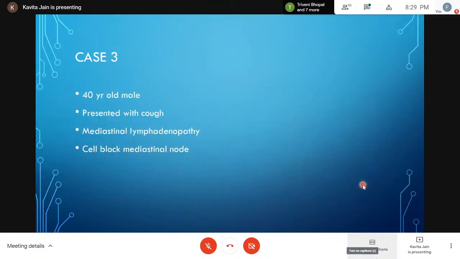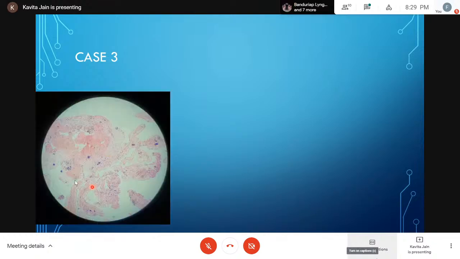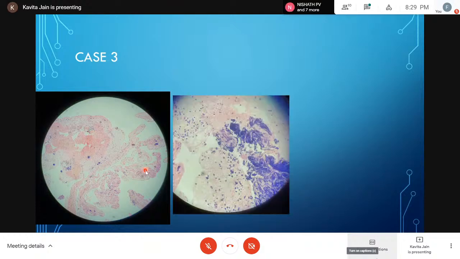Now, a 40-year-old male presented with mediastinal lymphadenopathy. We received a cell block from the mediastinal node, and just see, low power, anybody, even I was like, oh, this is negative. We have nothing significant in this. Scant cellularity, a lot of crush artifacts and all. When I went to the high power, some bothering cells definitely were there, although these were the crush artifacts.